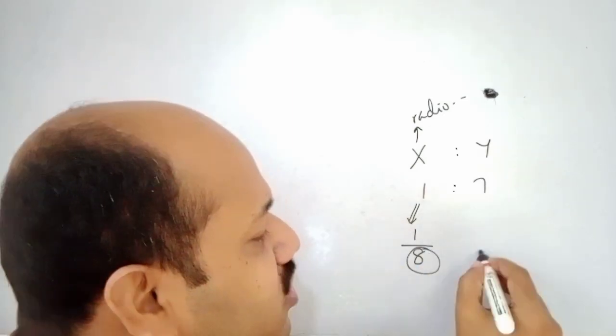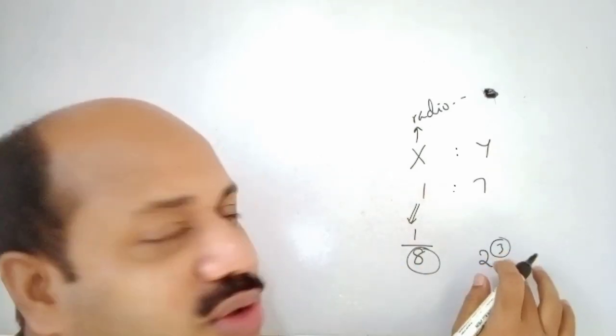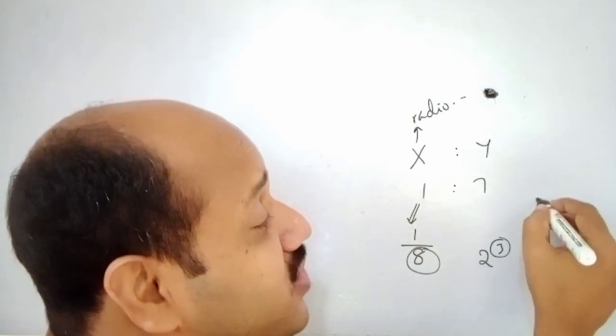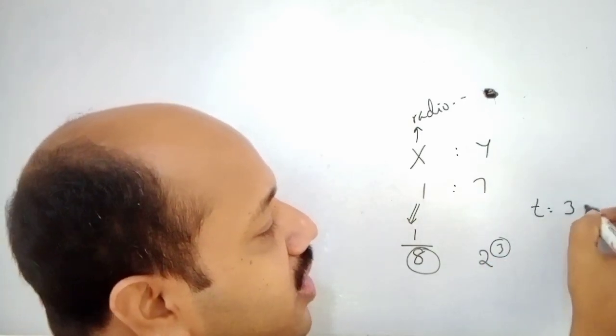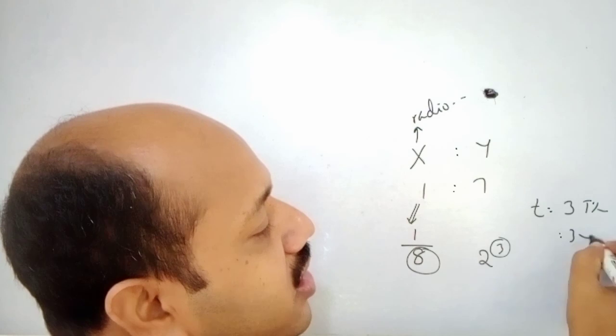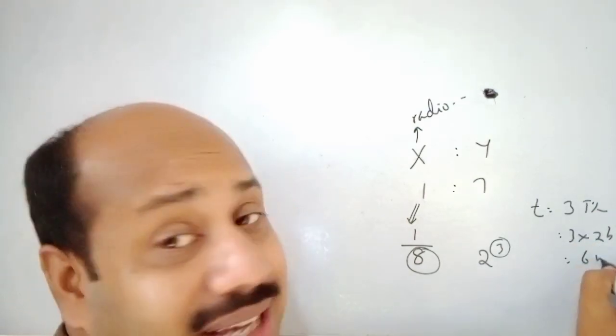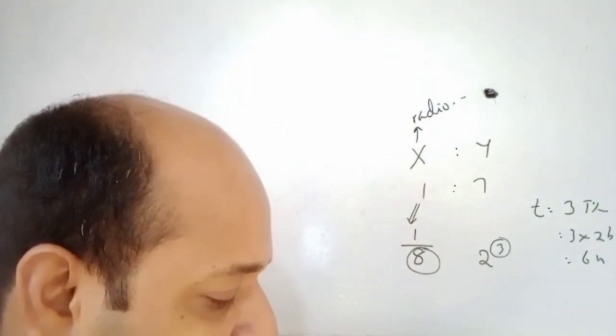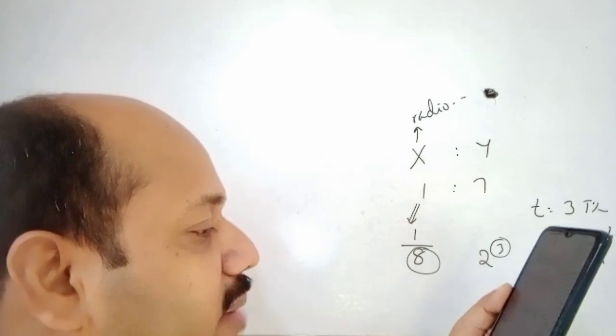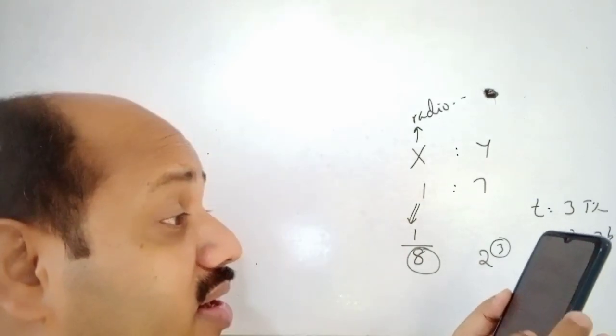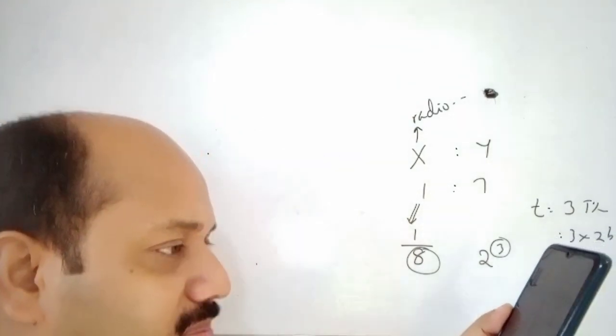Now this 8 is 2 raised to 3. Therefore, how many half-lives have gone? 3 half-lives are gone. Therefore, T is equal to 3 T half, that is 3 into 2 hour, that is 6 hour. Therefore, the total time taken is 6 hour. 12th question.